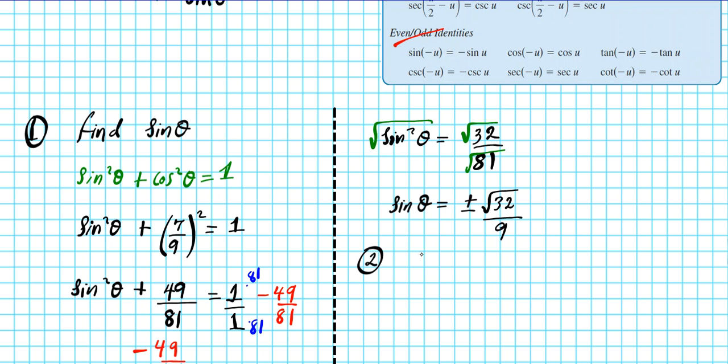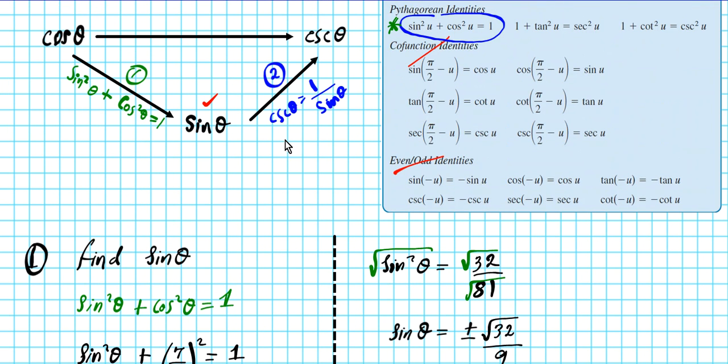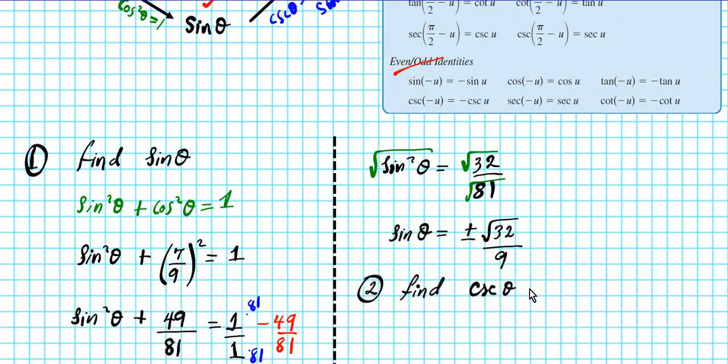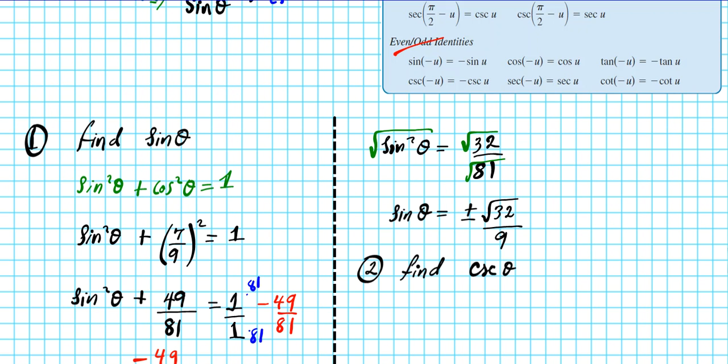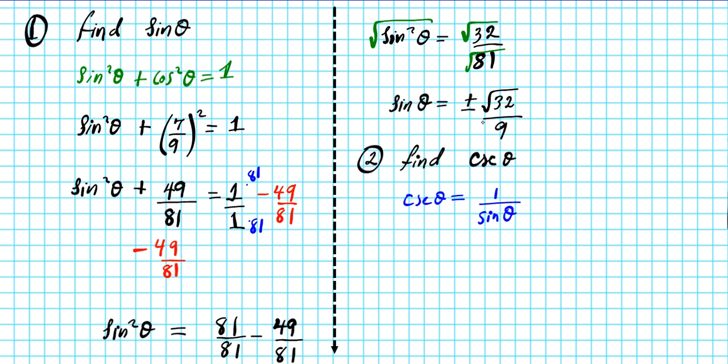So for 2, we're now going to find cosecant theta. Okay, so using the reciprocal identities that we identified earlier, we see that cosecant is 1 over sine. So let's write that down. Cosecant theta is equal to 1 over sine theta. So what we're going to do is substitute plus or minus root 32 over 9 into sine, and we're going to reciprocate.